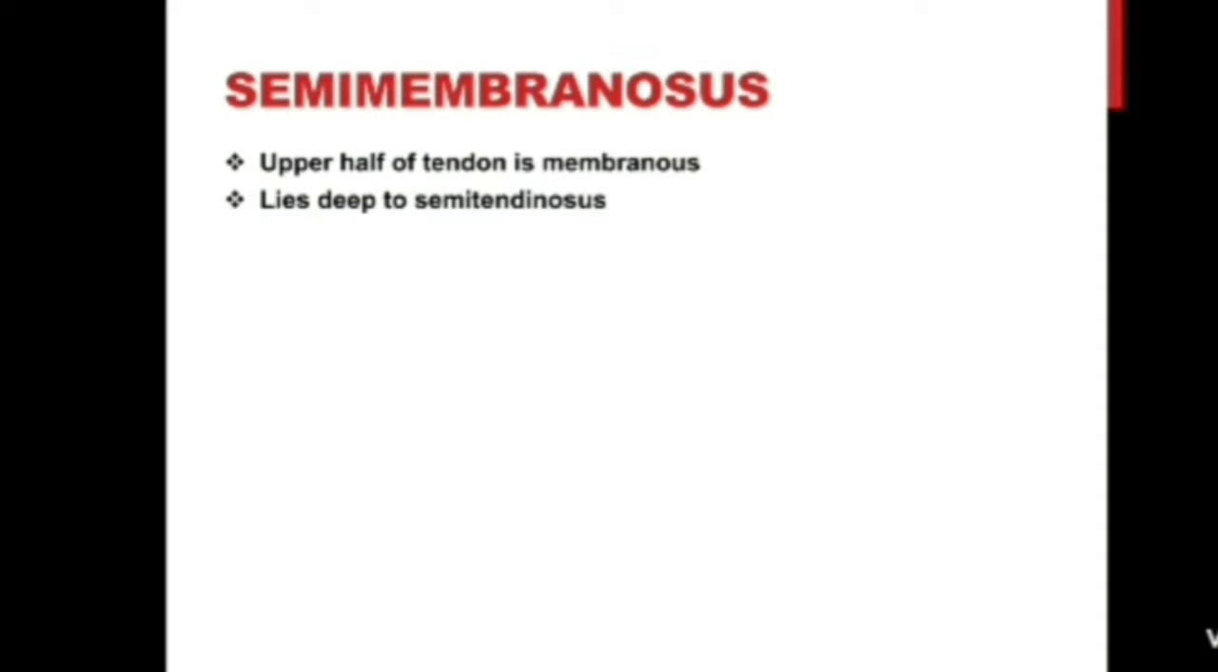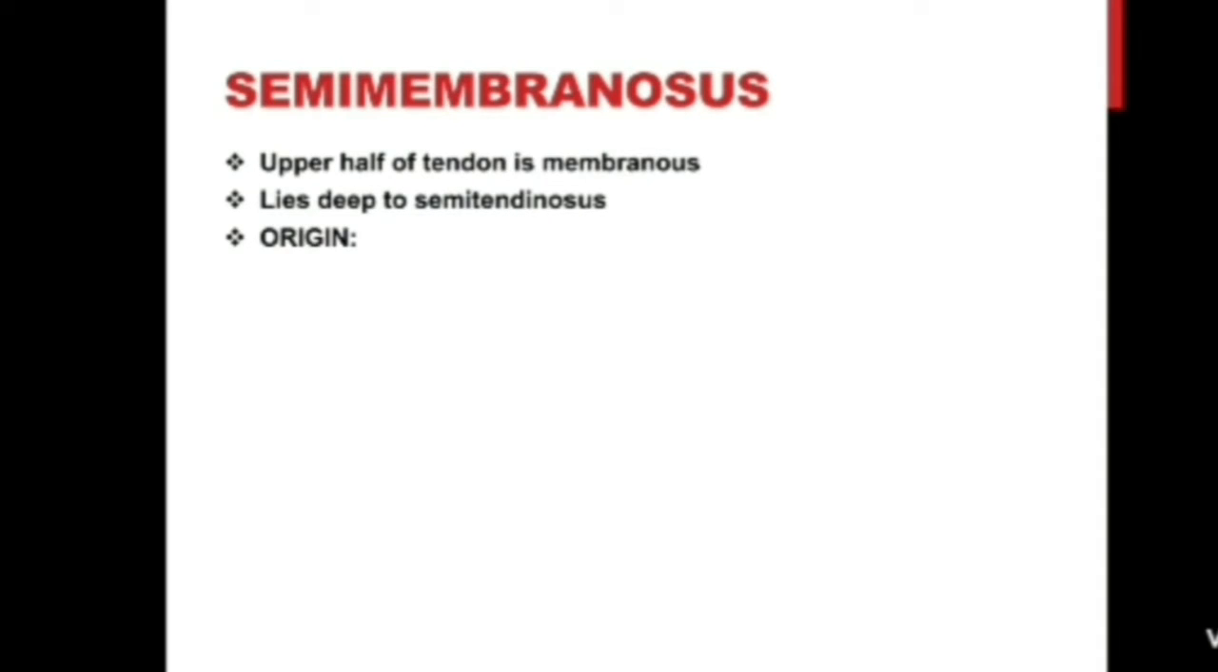Now if we split the word semimembranosus, we see that it is half membranous. So the upper half of the tendon here is membranous, and it lies deep to the semitendinosus. The relative positions of the muscles will be quite important for us during discussion as well, so I suggest you pay extra attention in dissection. So it lies deep to the semitendinosus.